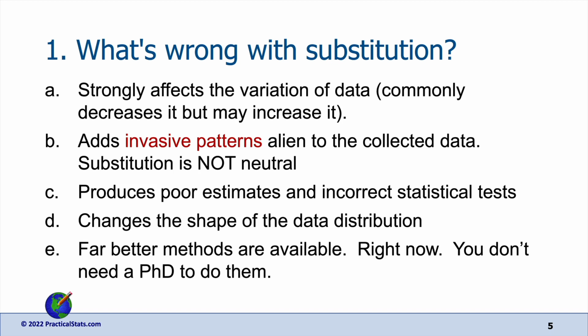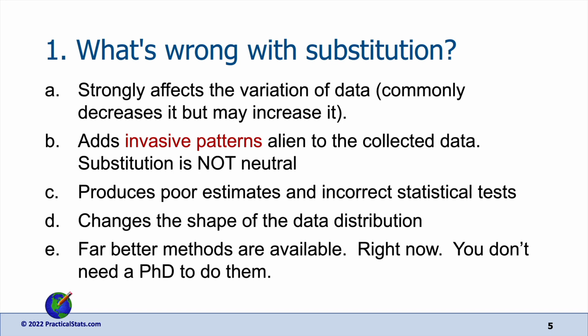So what's wrong with substitution? First, it strongly affects the variation of data. Think of it as the standard deviation. Often decreases that because you're putting in a series of numbers that are all similar to one another, but it may actually increase the standard deviation as well. Second, it adds an invasive pattern to the data that is alien to the data you've collected. And substitution is not neutral. It's much worse than, somewhere between I know the number's somewhere between 0 and 1, so I'll put in 1/2.